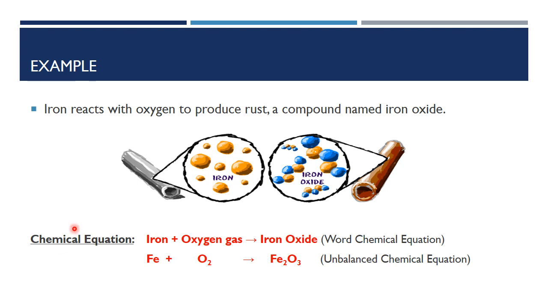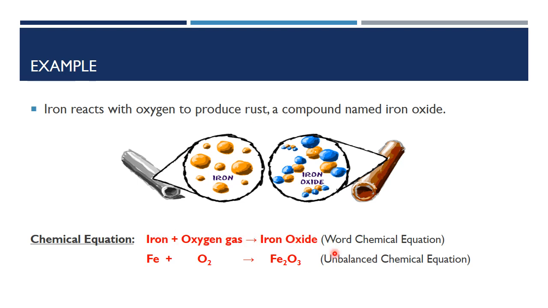Another example about unbalanced chemical equations. Iron reacts with oxygen to produce rust, a compound named iron oxide. So, it's a reaction between iron and oxygen to produce a compound called iron oxide. To write the word equation, you should mention iron plus oxygen gas. It gives iron oxide. It's a word equation.